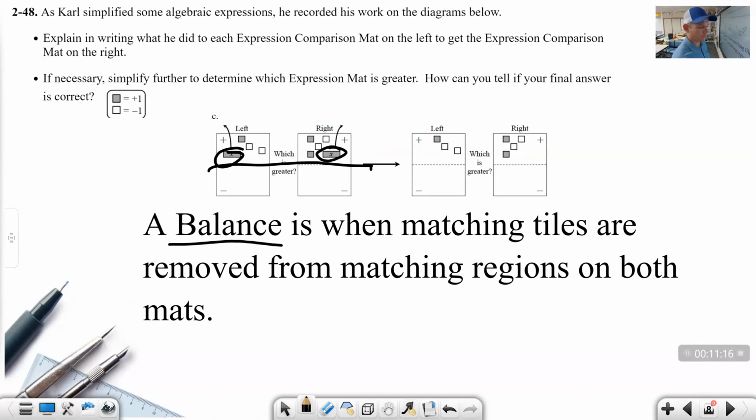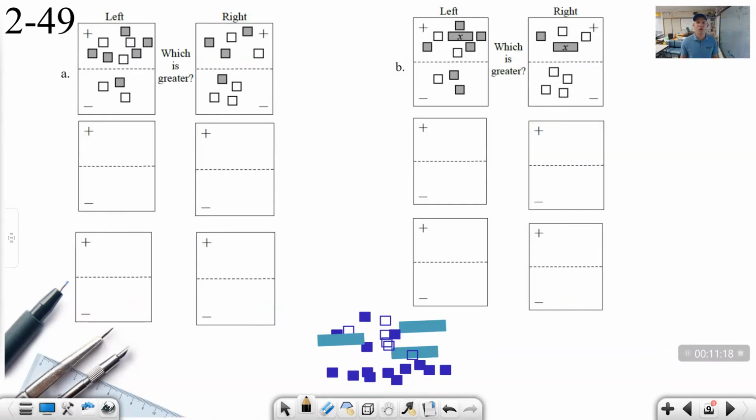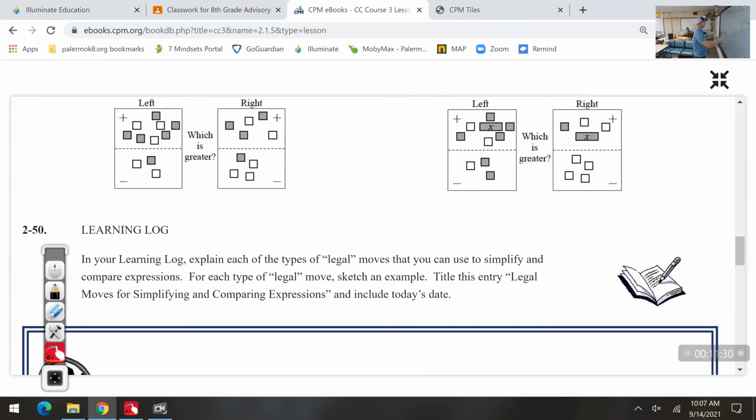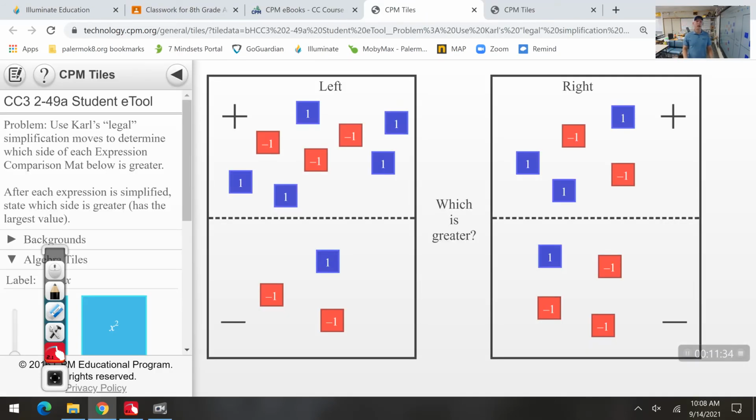So let's use these legal moves. You have these mats written down in your notebook, but I don't want you to do them on paper. Let's go back to the ebook. This is great. The e-tool. I love the e-tool. It is so useful. What we're going to do is use our 3 legal moves in the order I gave them. Technically, you can go out of order, but I believe that this order is the best order.